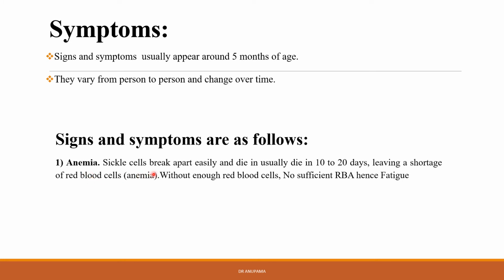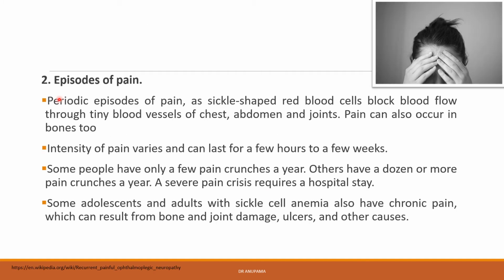Sickle cells break apart easily and die in less than 10 to 20 days, and this leaves a shortage of RBC that results in anemia. So without enough RBC, there is no sufficient red blood count available, hence it leads to fatigue. Second symptom is episodes of pain.